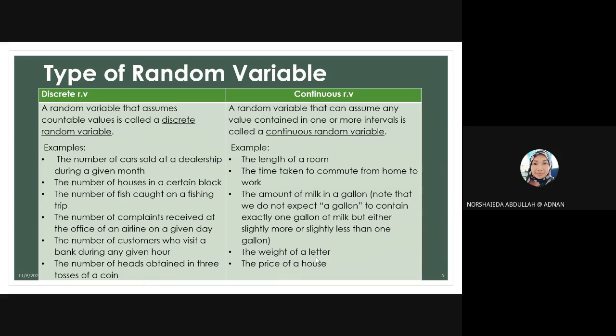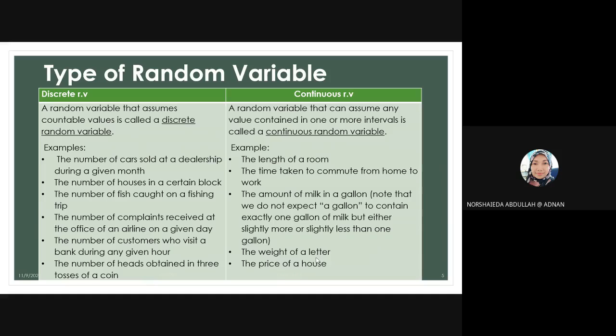So discrete and continuous ni, hopefully you all still ingat lah from what you have learned in STA 111. You learn about the type of variable, ada qualitative and quantitative variable, ada discrete and continuous. So discrete refers to the variable that we can count, or variable that we can express as whole number. Continuous variable, the opposite lah, we cannot count but measurable, we can measure it, right?